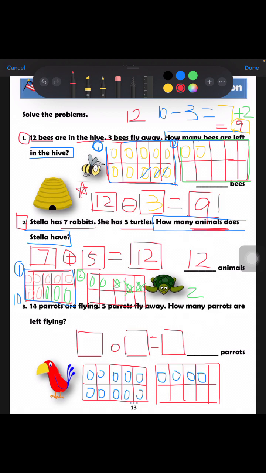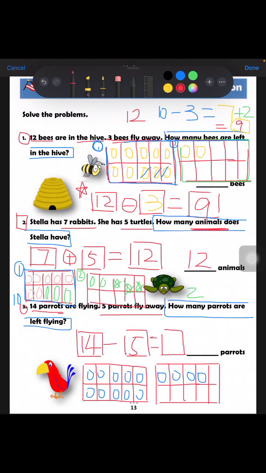And now we take a look at question 3. 14 parrots are flying. However, 5 parrots fly away. We need to find how many parrots are left flying. Let's write the number sentence. We know that there are 14 parrots flying, and then 5 parrots fly away. So we need to minus 5. So 14 minus 5. What is the answer?